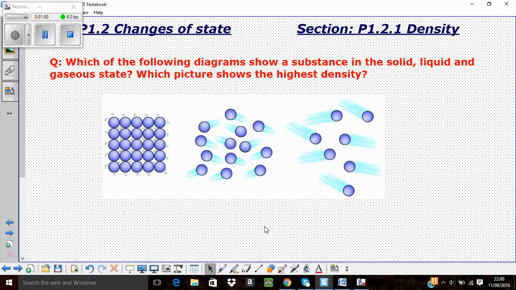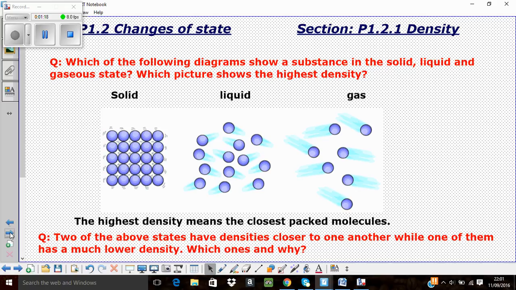If you look at the compactness of particles, how close they are one to another, you realize that the highest density should be the one where the particles are the closest, and the lowest density should be the one where the particles are the farthest apart. Okay, probably you had the same answer that's on the screen.